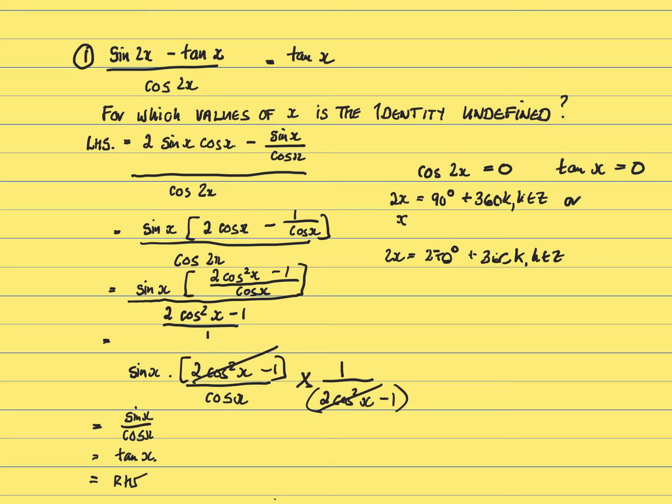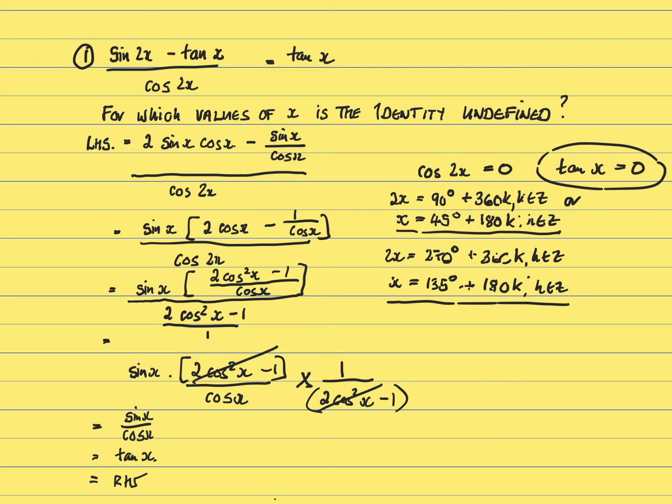If I just carry that on, x is equal to 45 degrees plus 180k, where k is an element of integers, and that will give me the general solution. And here I'm going to get x is equal to 135 degrees plus 180k, where k is an element of integers, and that will give me the general solution. Now if you think of tan, where is tan not equal to naught? Think of your tan graph.